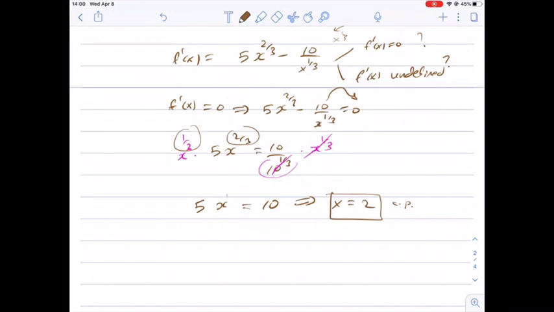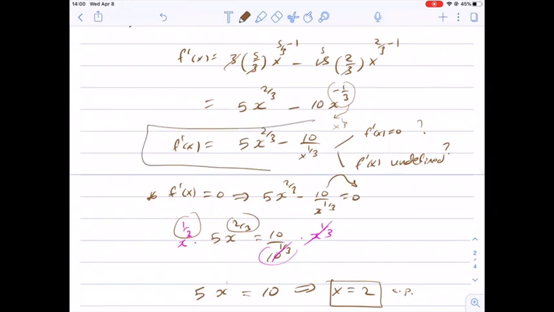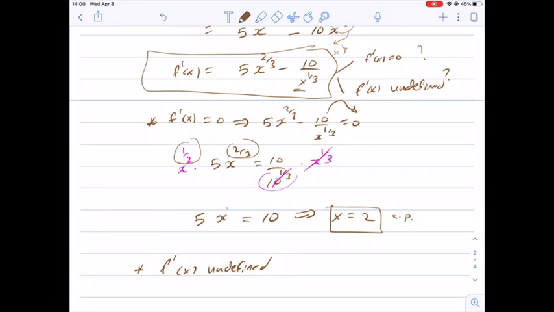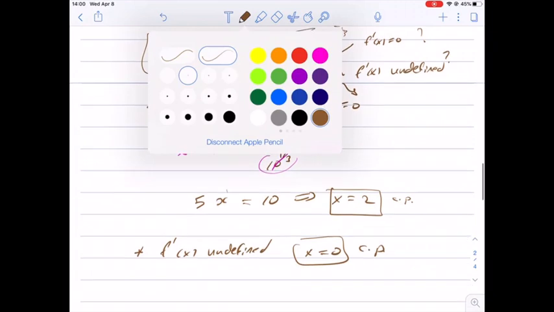Now the other critical point can be obtained by checking if f prime of x is undefined. If we look at the function, it's undefined if x equals 0, because this is f prime. When x equals 0, this function is undefined. That means we have 0 in the denominator. So we have that x equals 0 is a critical point. Okay, so these are the 2 points that we are interested in. Now we can determine the intervals where the function is increasing and the intervals where the function is decreasing.